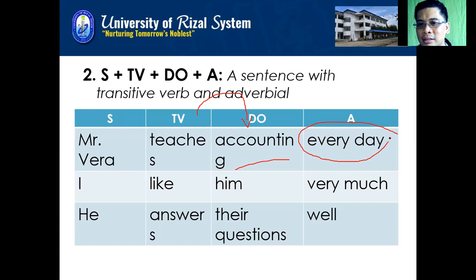Now, what makes this word an adverbial? Because it answers the question: how often does Mr. Vera teach accounting? How often? That means we are describing the frequency in which the action teaches took place. Again, we are describing the action, how often the said action takes place. So in our example here, we describe that every day Mr. Vera is teaching accounting. So that means every day is an adverbial because it is describing how often the said action, which is teaches, is performed.